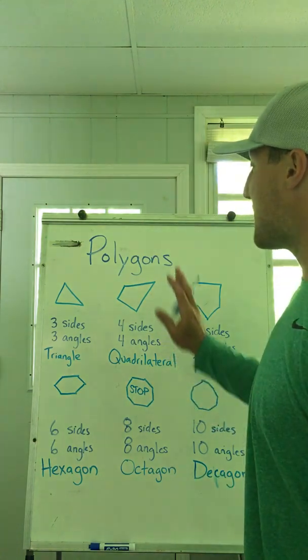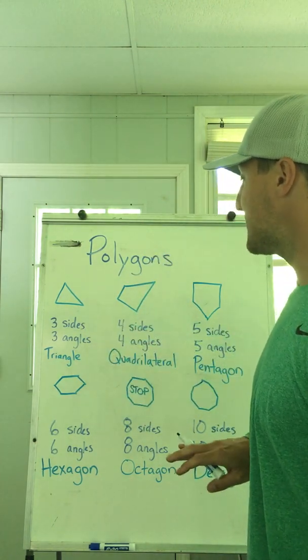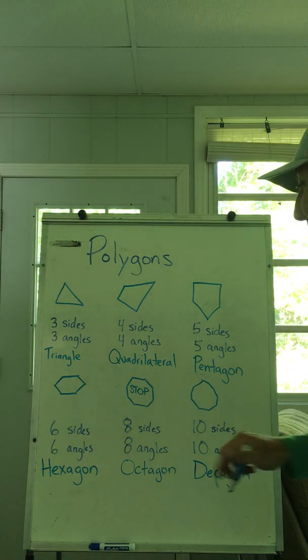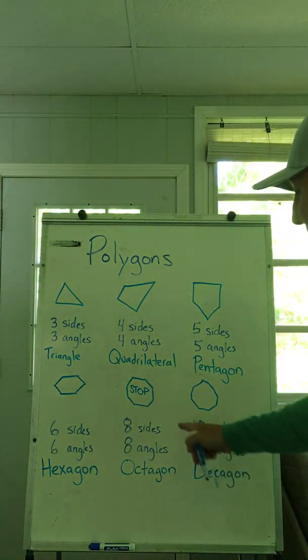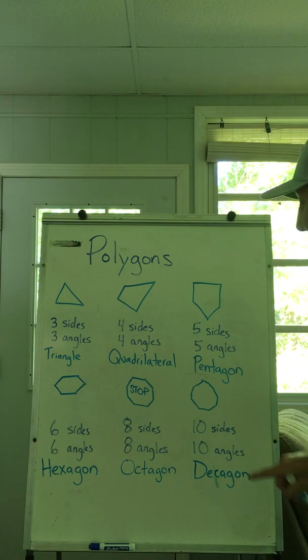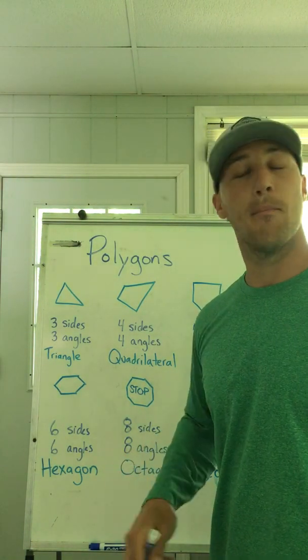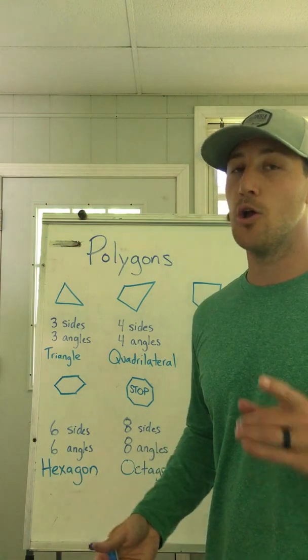Just know that any shape with 3 sides is going to be a triangle, 4 sides will be a quadrilateral, 5 sides will be a pentagon, 6 sides will be a hexagon, 8 sides will be an octagon, and 10 sides will be a decagon. And they might look just like what we drew, they might look a little different. But as long as you know how many sides and angles they have, you can name that shape.